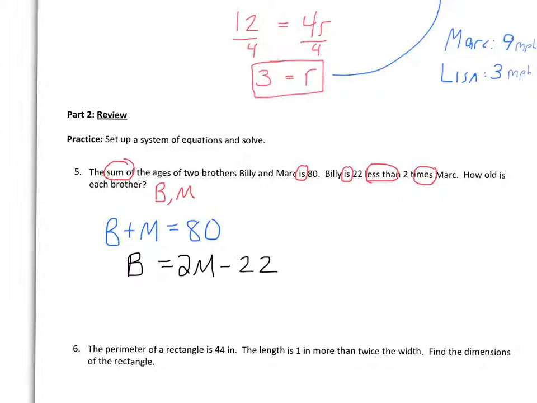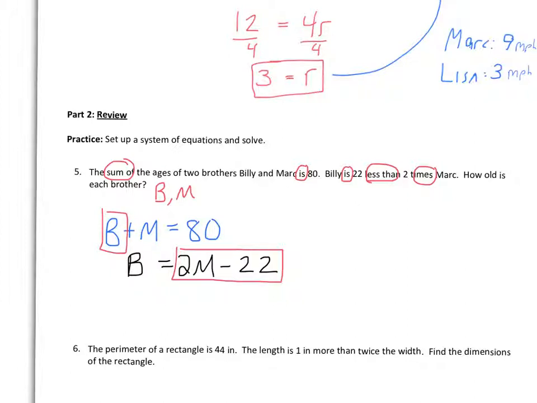Okay. So what sort of algebraic way can we solve this? Elimination or substitution? What's it set up for? I heard substitution. I agree with that. So let's do one with substitution. I'm going to box the 2m minus 22. And that's going to go in for the B.